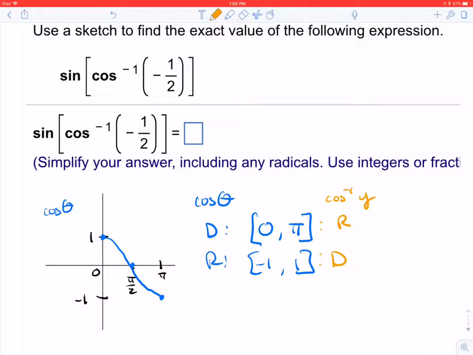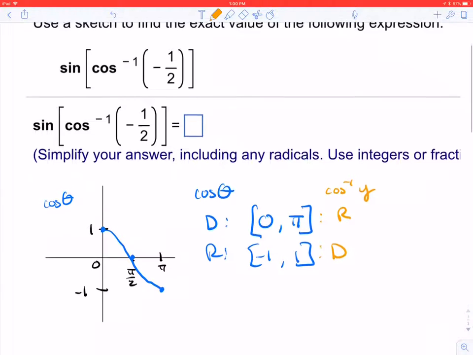Now that we're clear about the domain and range, the first thing we ask ourselves is, is negative 1/2 in the domain of inverse cosine? Well, yes, it's right in here, because the domain for inverse cosine is negative 1 to 1. So our answer needs to be between 0 and 180, or 0 and pi.